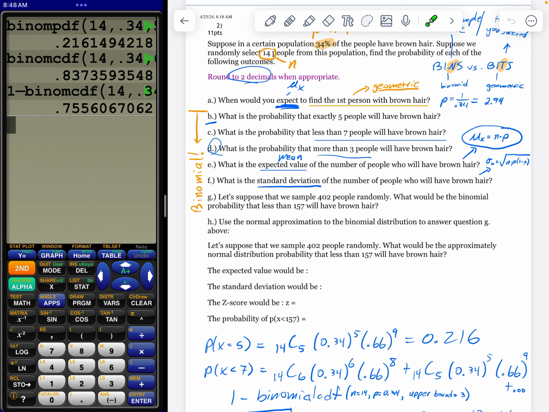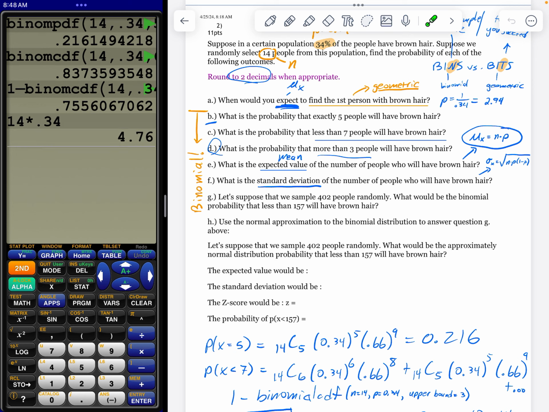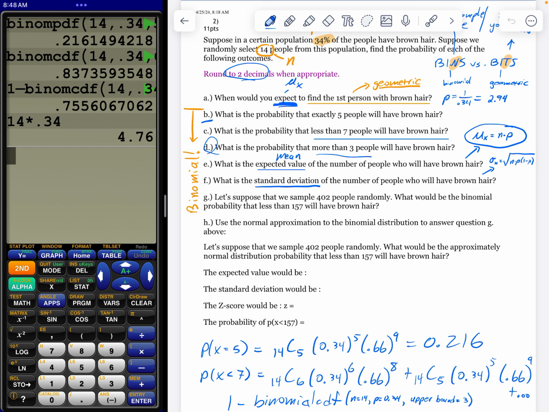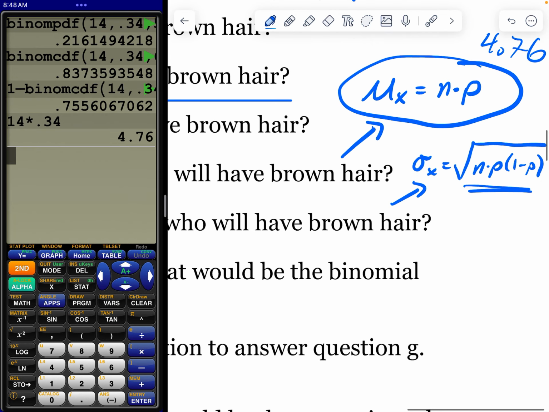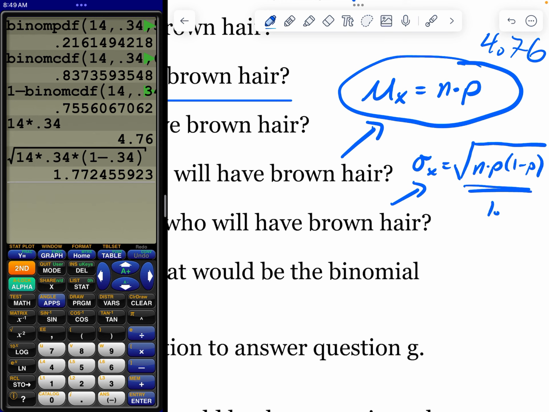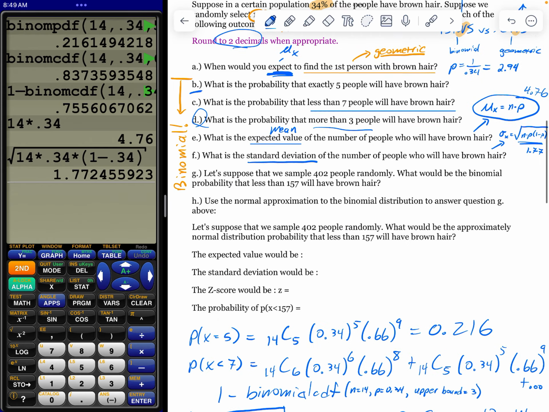So all I got to do is n times p. So for me, that's 14 people times 34%. So you would expect 4.76 people to have brown hair. That would be the answer for me. Of course, you're going to have something different. For standard deviation, you're going to try to do that formula: square root of n times p times 1 minus p, like that. So 1.77, and I guess we're rounding these to 2 decimals still.